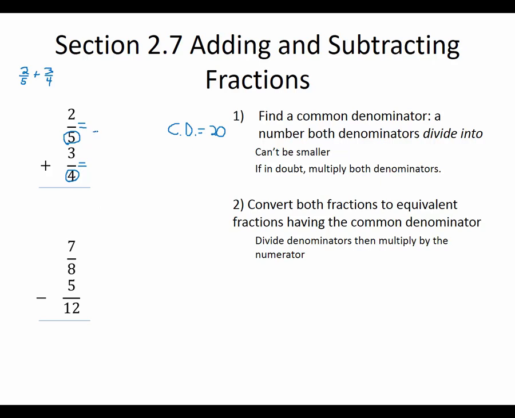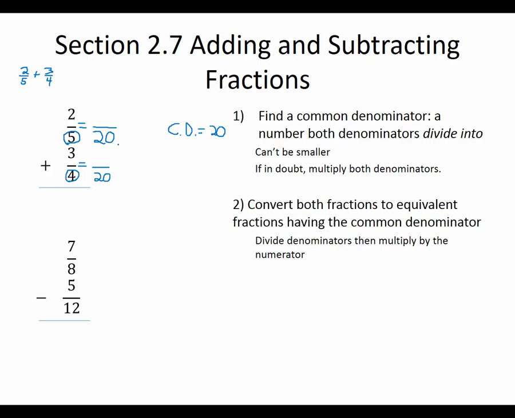So 2/5 is going to equal some fraction over 20. But I can't just bring the 2 over. 2/5 is not the same thing as 2/20. And the same thing with 3/4. It's going to be something over 20, but I can't just bring the 3 over. 3/20 is pretty small, but 3/4 is more than a half, so those two things are not equal.